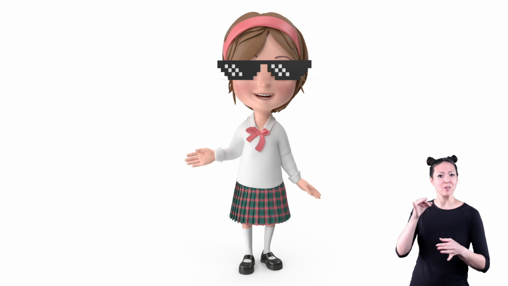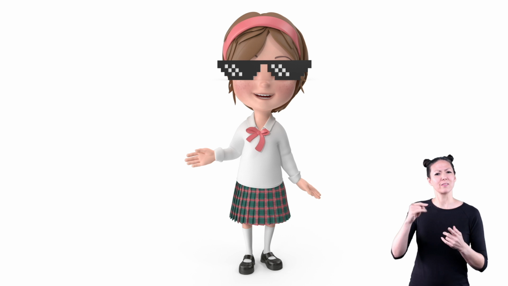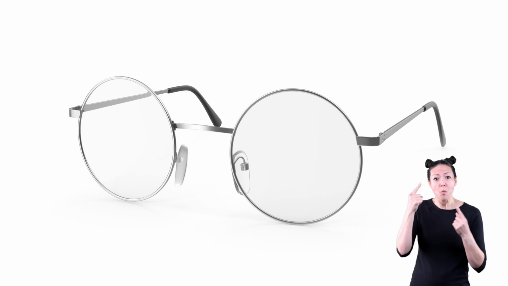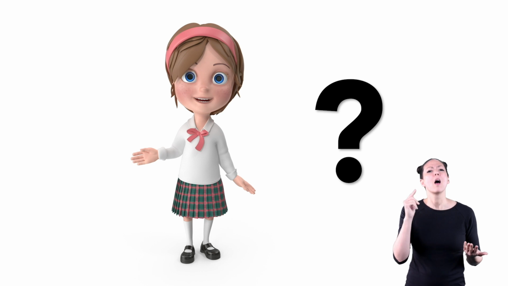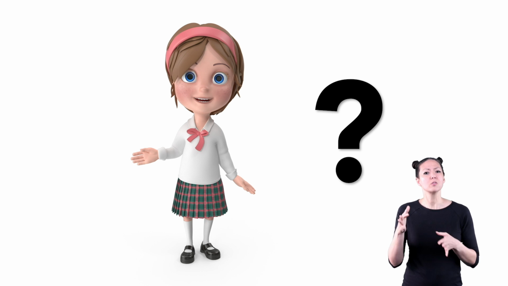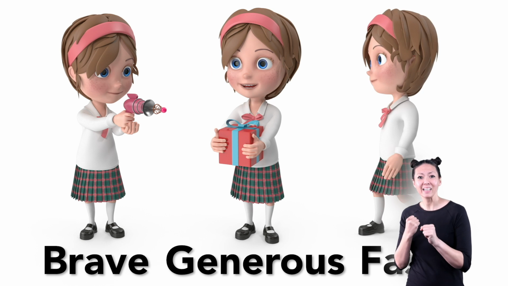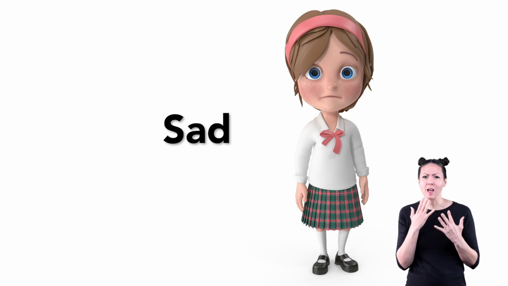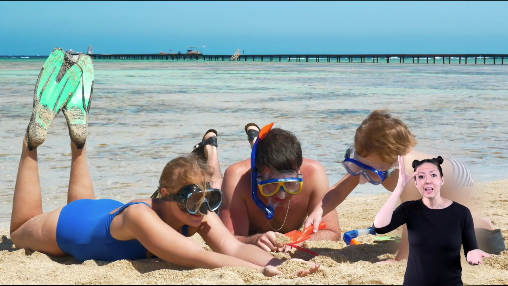Now Addie is wearing glasses. What are those glasses like? We need adjectives to tell us. Are they round, square, blue, dark? What else is Addie like? Every word we use to describe her is an adjective. Is she brave, generous, fast, happy, sad, or bold? What are some adjectives you'd use to describe yourself? Your friends, your mom and dad.